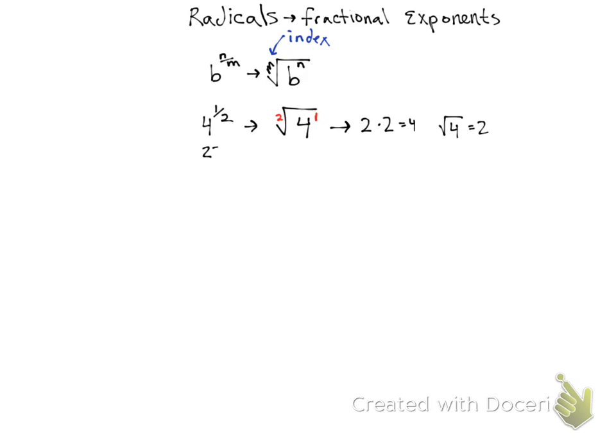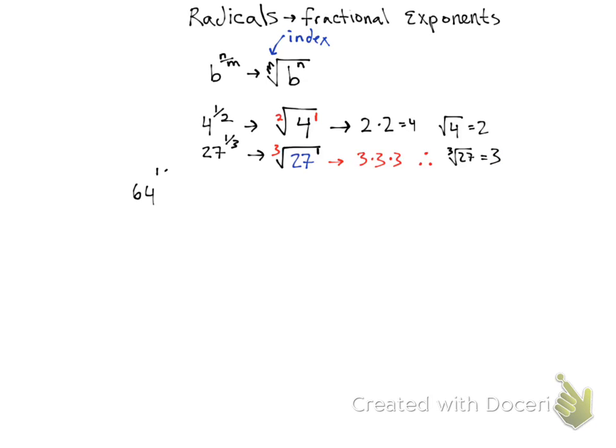So let's say we have 27 to the 1/3 power. So we're going to put the radical, 27 goes on the inside. Your exponent is a 1. Your index this time is going to be a 3. Alright, so you're looking for a number that multiplies by itself 3 times to get your 27. So 3 times 3 times 3 is 27. So therefore the cube root of 27 is 3.